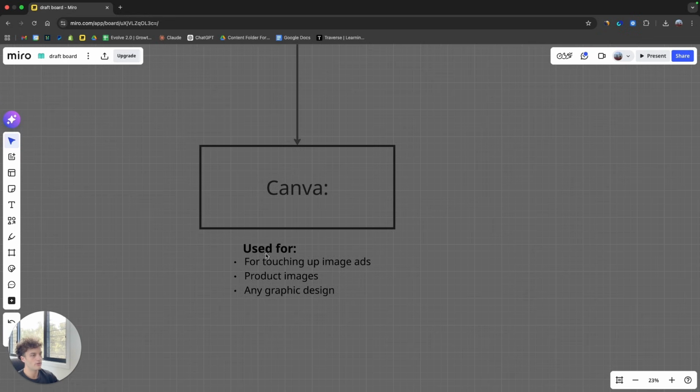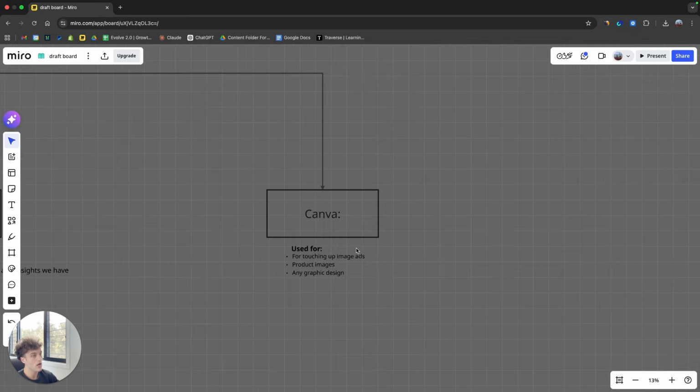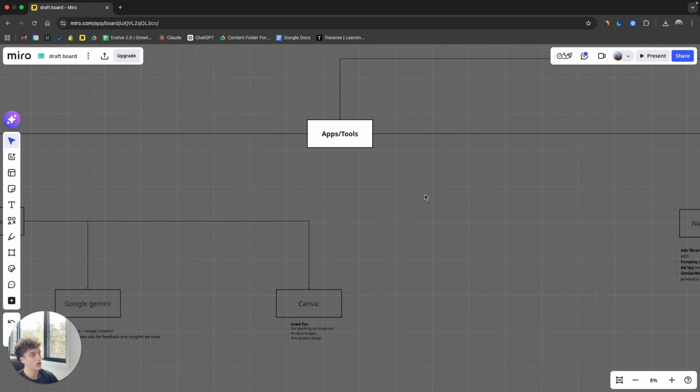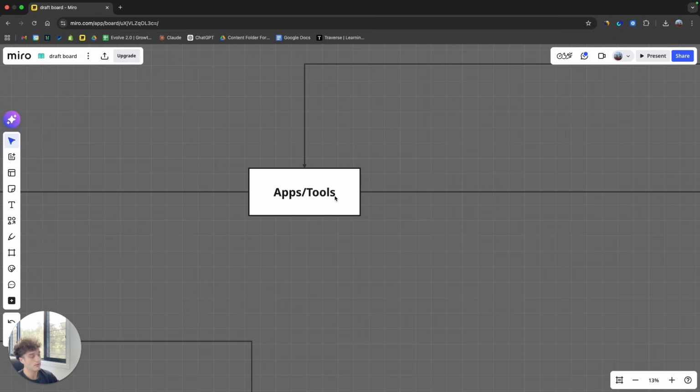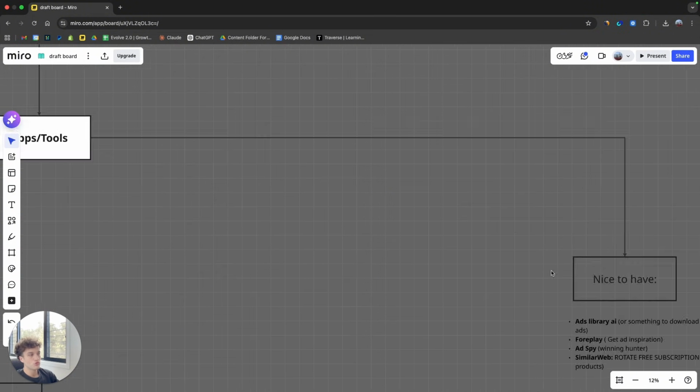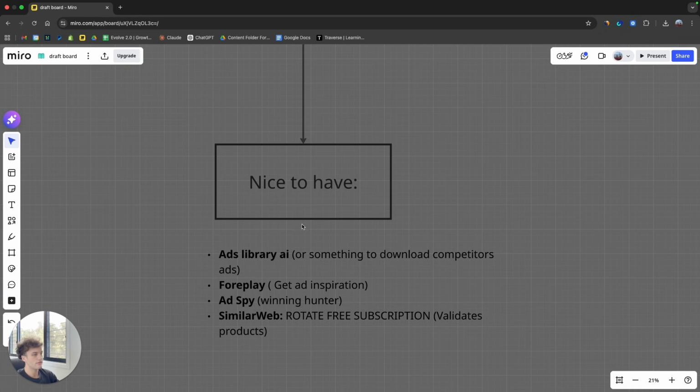Moving on now, Canva, used for touching up the image ads that you're making, product images, or anything to do with website and graphic design. Canva is going to be your best friend here. I use Canva all the time. It's fucking great.